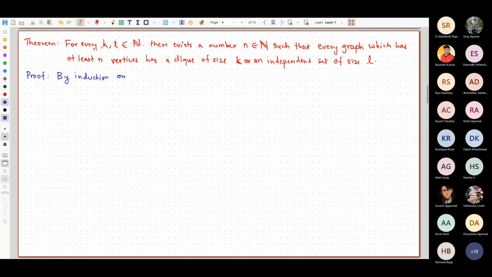So what I'll do is I'll leave a few blanks for you to figure out and fill up once you see the entire proof. By induction on what, and what should be the base case? I'll leave this for you to figure out. Okay, so let's consider an inductive case.